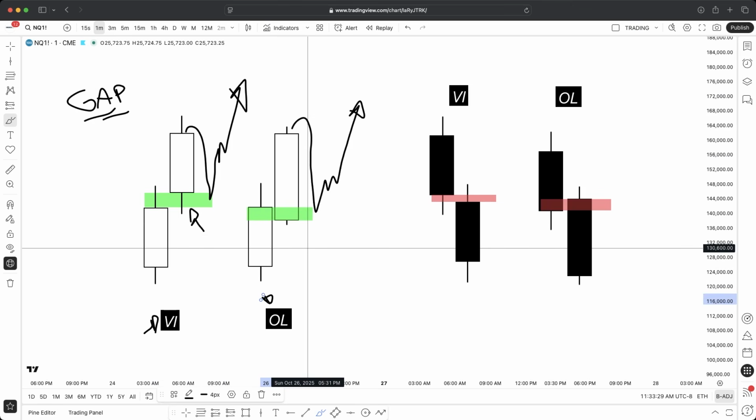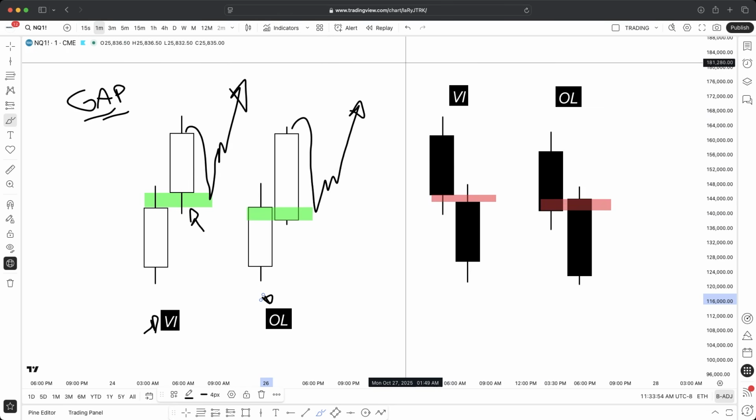Now, the reason that I'm showing you overlaps and volume imbalances in the same video is because they're, for all intents and purposes, the same exact thing. They're treated the exact same. So we're going to talk about how to define them both, but just understand that volume imbalances and overlaps are more or less the exact same thing.